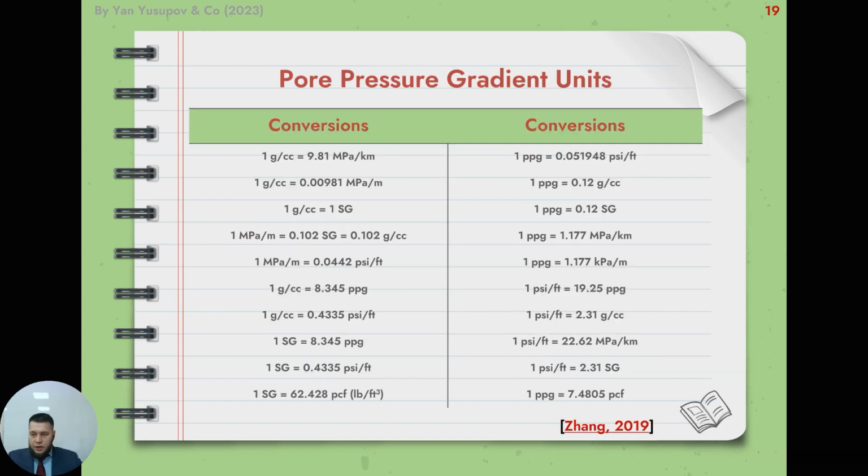Pressure gradient and mud weight are expressed in metric units of specific gravity or gram per cubic centimeter. However, in the oil and gas industry, pressure gradient and mud weight are often reported in English or United States system of units. The conversion of pore pressure gradient between United States units and metric units can be found in this table.